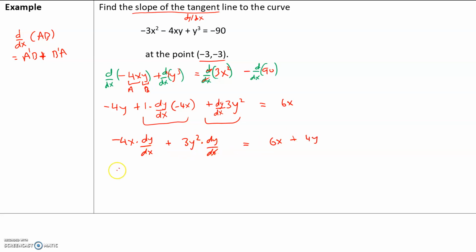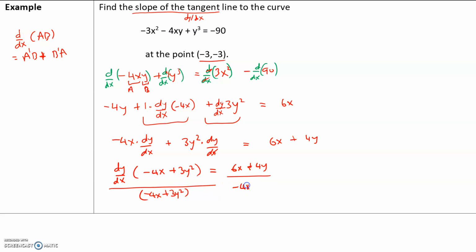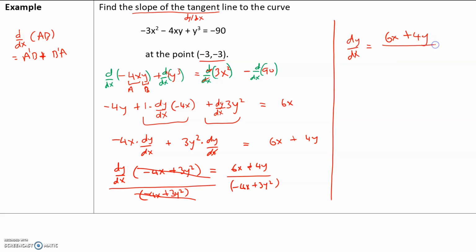Then I'm going to factor out the dy/dx. So if I do that, I'm left with negative 4x plus 3y squared equals 6x plus 4y. Then I'm going to divide everything by negative 4x plus 3y squared, and that allows me to get the dy/dx by itself. So I'm going to go to this side. I'm going to say that my dy/dx is equal to 6x plus 4y divided by negative 4x plus 3y to the second power.